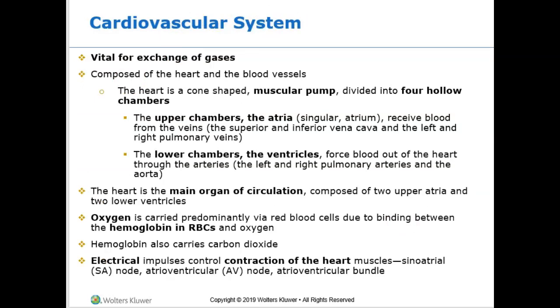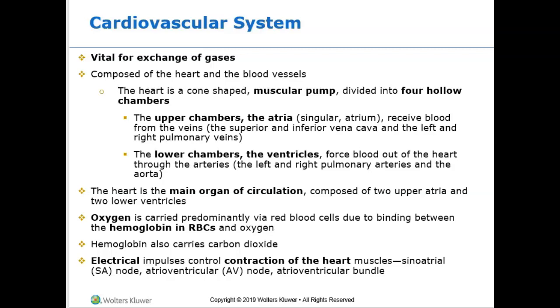The cardiovascular system works together with respiratory. So a lot of times we have to do differentials to see, is this going to be respiratory or cardiovascular? So we have to anticipate and look at signs and symptoms and work together with the physician. The cardiovascular system is vital for the exchange of gases, and it's made up of the heart and the blood vessels in the body.